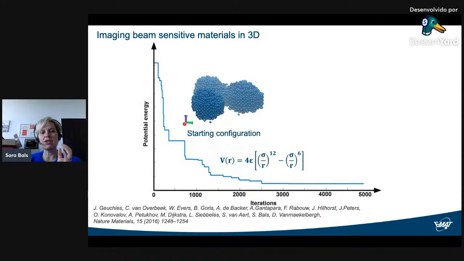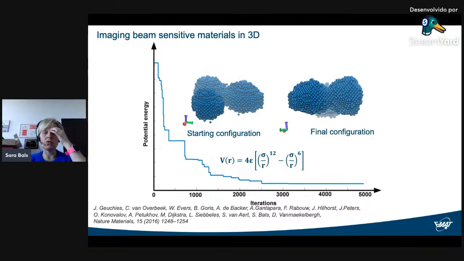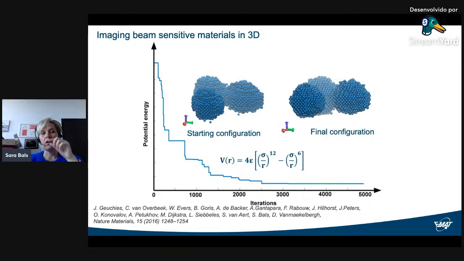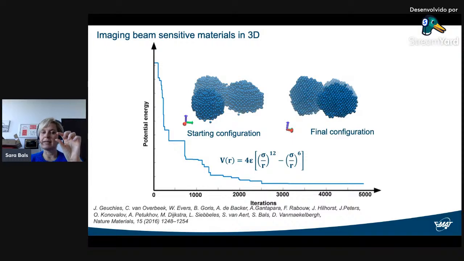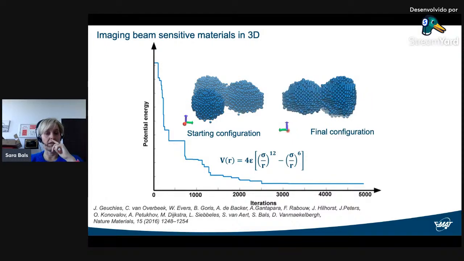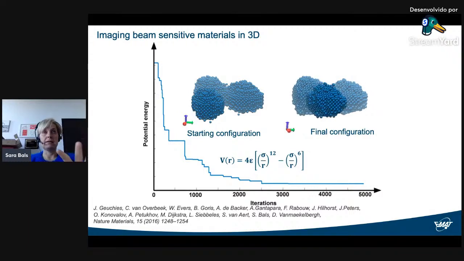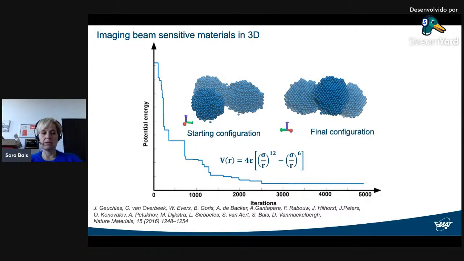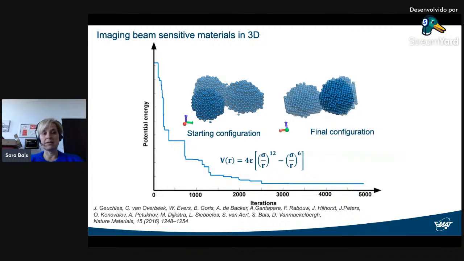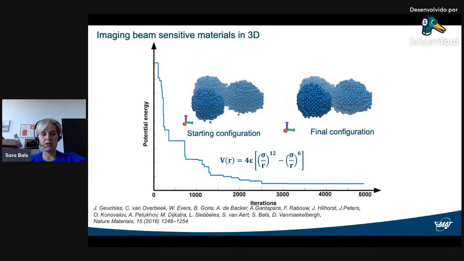And from this, we build a starting configuration. In this starting configuration, we assume that there is symmetry along the z direction. Then we allow our system to relax, in this case using a simple Lennard-Jones potential. And this is then what we assume to be our final configuration, from which we can see that the interface between the nanoparticles is formed through a necking process. So this is an approach that we use in situations where we cannot acquire conventional tilt series for tomography, either because the samples are too sensitive or because of other reasons that I will discuss later in the presentation.